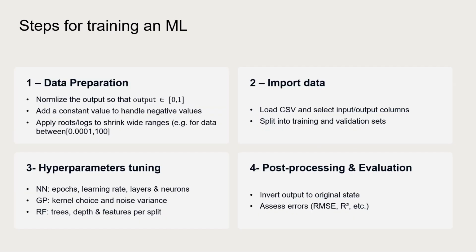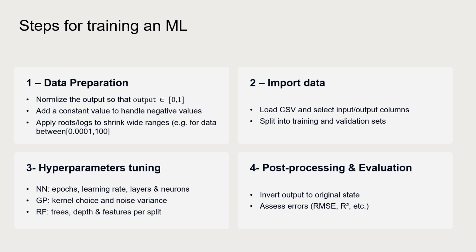So what do you need to train a machine learning algorithm on your data? First, you need the data preparation. You need to normalize the output of the data. So if you have like 3 columns of input and 1 column of output, you need to make sure that this output falls between 0 and 1.